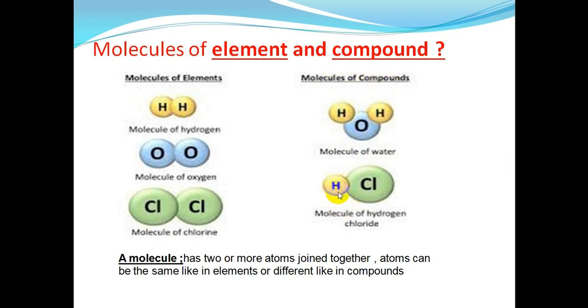Here we have the hydrogen and chlorine together, they make hydrogen chloride. This is a molecule of a compound. Okay, so we have molecules for elements, we have molecules for compounds. The only difference is the type of atoms. If they are the same, they will be elements. If they are different, they will be compounds. I hope you got this part and you understood this part.